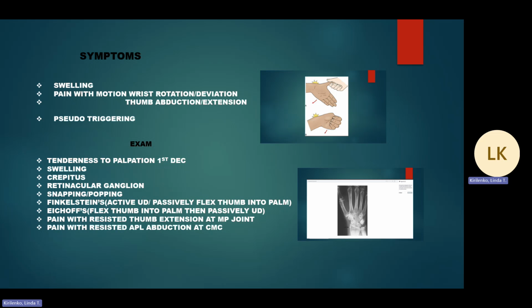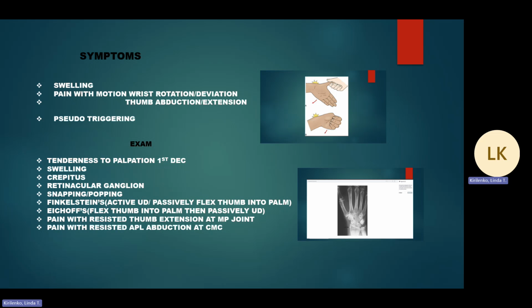In terms of examination, there will be tenderness, again maximal at the radial styloid. There's accompanying swelling, crepitus. There can be retinacular ganglia, the snapping or popping discussed just above. The Finkelstein's test can be done, which is actually active ulnar deviation of the wrist by the patient in conjunction with passive flexion of the thumb into the palm. This will produce pain maximal at the radial styloid.